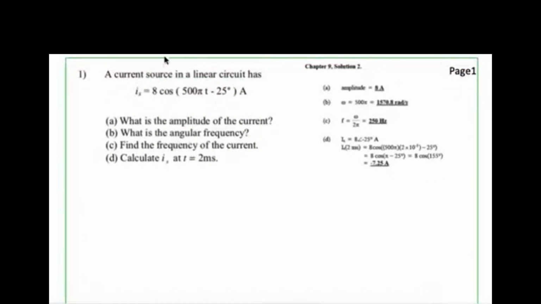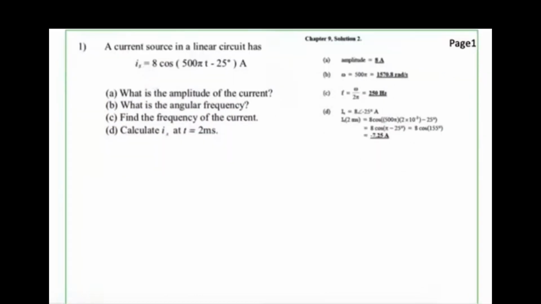Good day. In this video I will explain the first question of tutorial 5. In this problem, I suggest you rewrite the given equation because you want to extract the information given to you. It can be direct or it can be indirect.